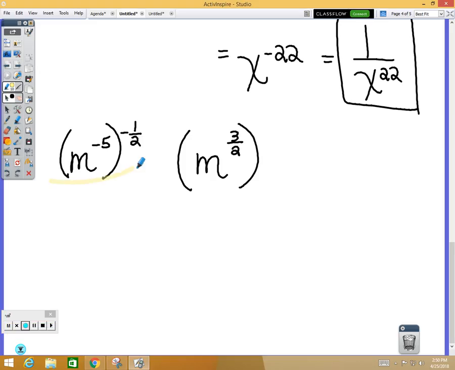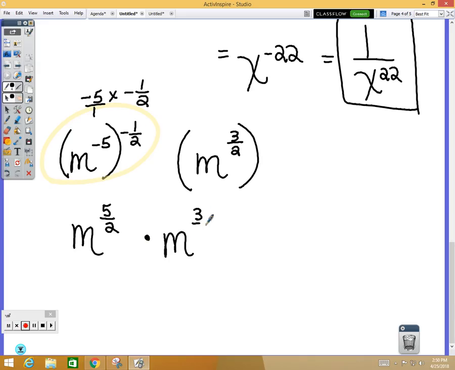So again, this is what we need to do first. We need to do negative 5 times a negative 1/2. So this is like a negative 5 over 1 times a 1/2. Negative times negative is a positive, so that's going to give me m and then a 5 over 2. Okay? That's what we should have gotten for our first step. Taking that times m to the 3 over 2.